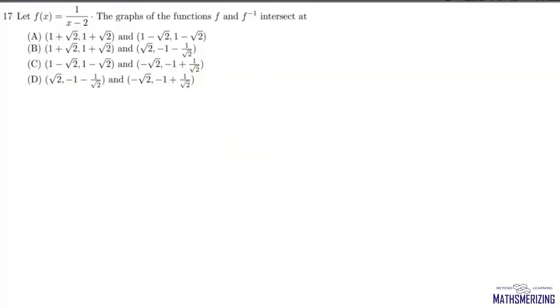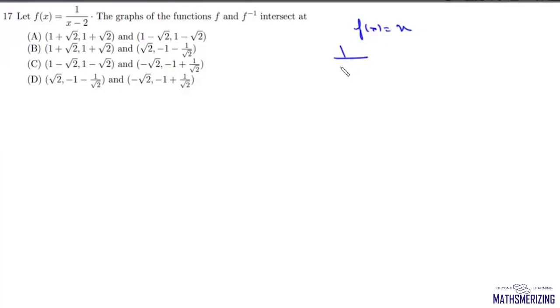Now question number 17 is, let f(x) equals 1 upon x minus 2, then graph of functions f and f inverse intersected. Now we know that graph of f and f inverse are mirror image of each other about the y equals x line. So points of intersection of f and f inverse lie on the y equals x line. There are some exceptions also, but this case is a fairly simple problem. So here, to find point of intersection of f and f inverse, we can simply find point of intersection of f(x) equals x.